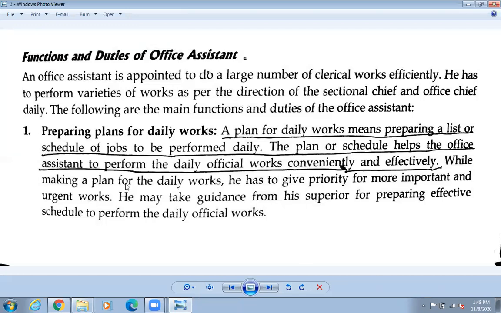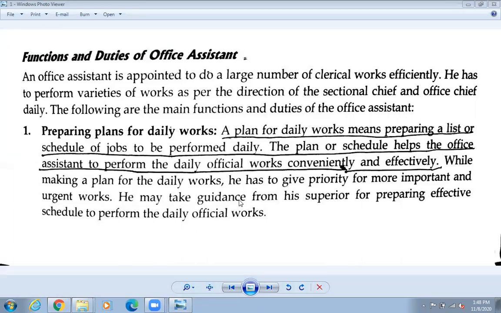Okay, so while making the plan for the daily work he has to give priority for more important and urgent work. Whatever is immediate work, give it more priority and finish it right away.